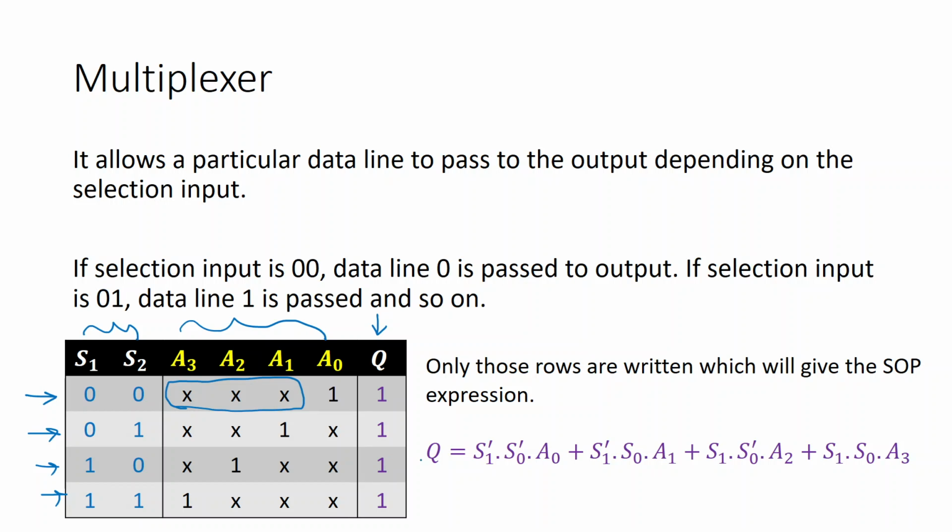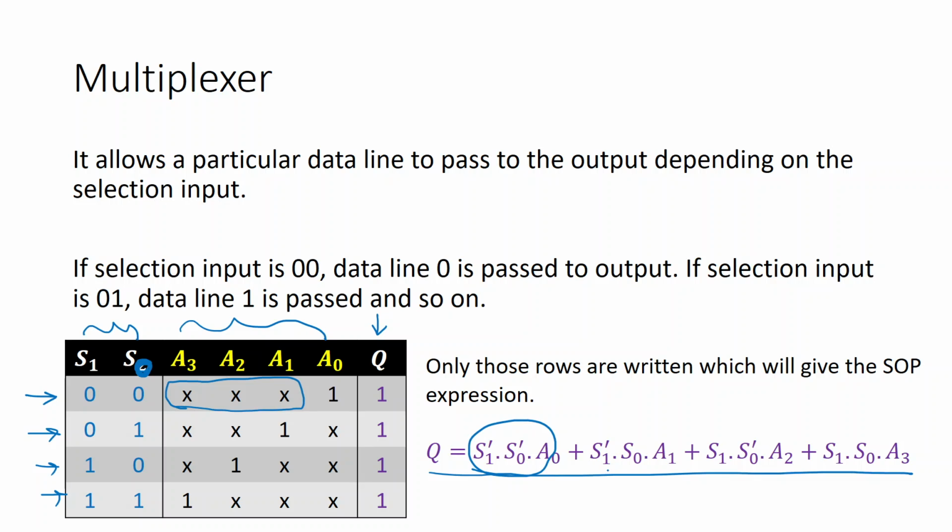So this is the SOP expression, simply a collection of the min terms which are required. For the first one here, it is A0 S1 dashed S0 dashed. Here I have written S1 S2 and here I have written S1 S0. So there is a slight mistake. This would be S0 actually. S1 S0.